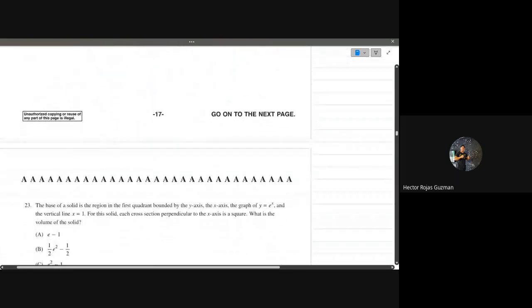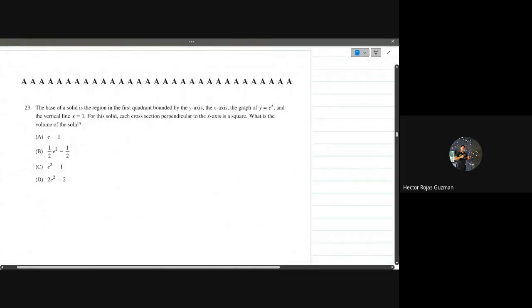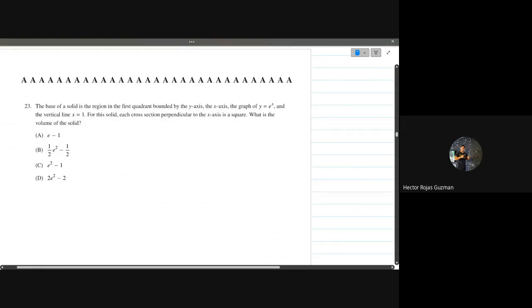Okay, it's a shame I didn't get a chance to finish. I have about 8 questions left, so I'm gonna stop right here since the bell's gonna ring, and I'll finish it in the next part.